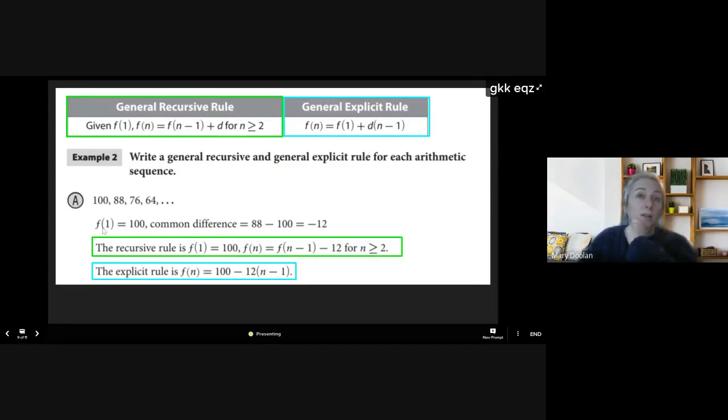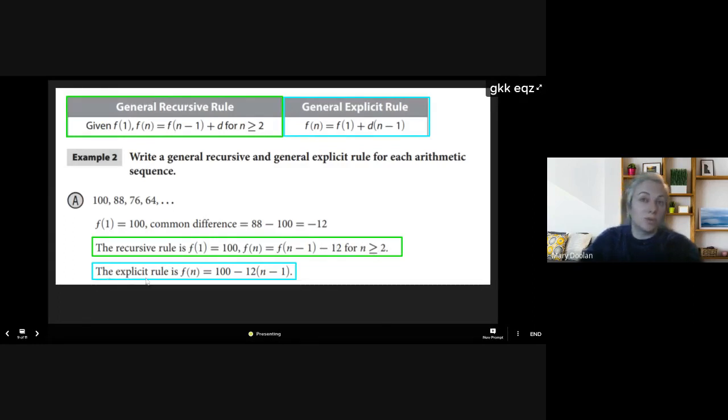And f of 1 is always just the value of the first term. What's the first term in the sequence? It's 100. And so if I know f of 1 for the recursive rule, all I have to do is plug in those pieces. So f of 1 equals 100, f of n equals f of n minus 1, and then I'm adding the difference. So I'm adding negative 12, which is the same as subtracting 12, for n greater than or equal to 2.